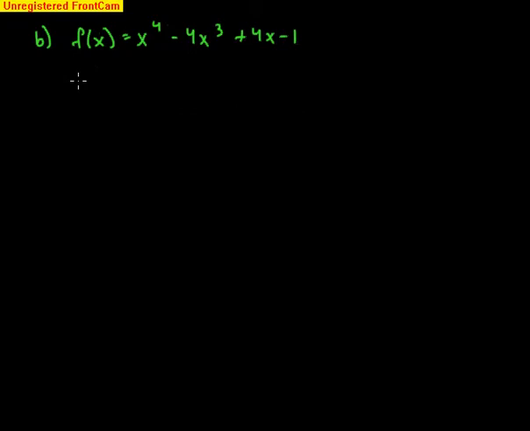Okay, so again, find all the zeros. Here's your function: f of x equals x to the 4th minus 4x cubed plus 4x minus 1. So again, first thing, list all the possible zeros. Okay, so your constant here is -1, your leading coefficient is +1.